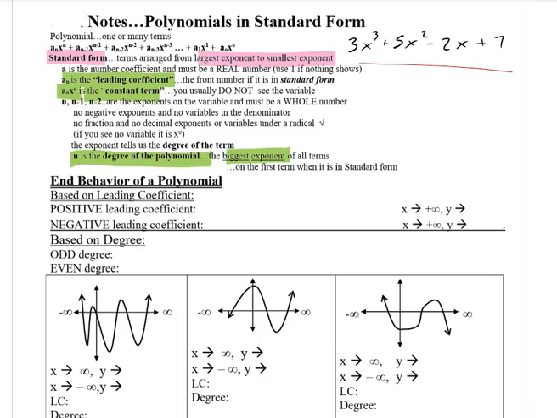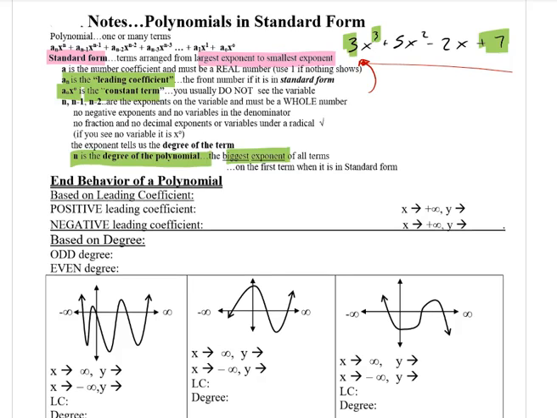An is a leading coefficient, would be this one here. This is your constant term. N is your degree, which is your biggest exponent, so it's 3. Stuff we should know. Now let's move to stuff that we maybe don't know, which is end behavior of a polynomial. It is based on your leading coefficient, and your leading coefficient is the number in front.